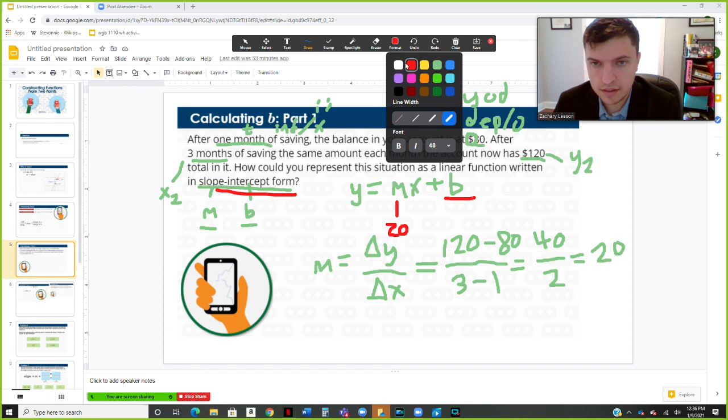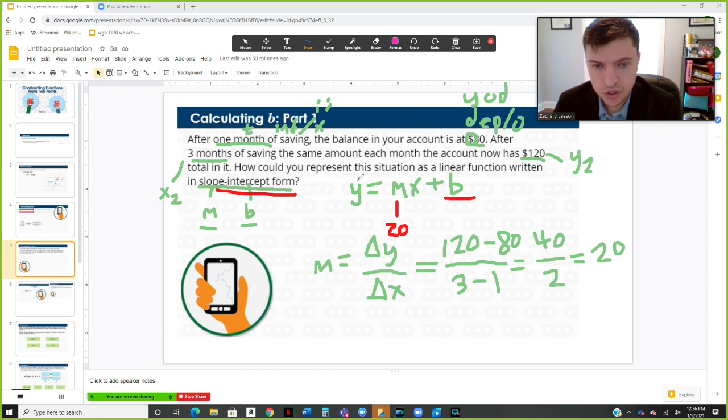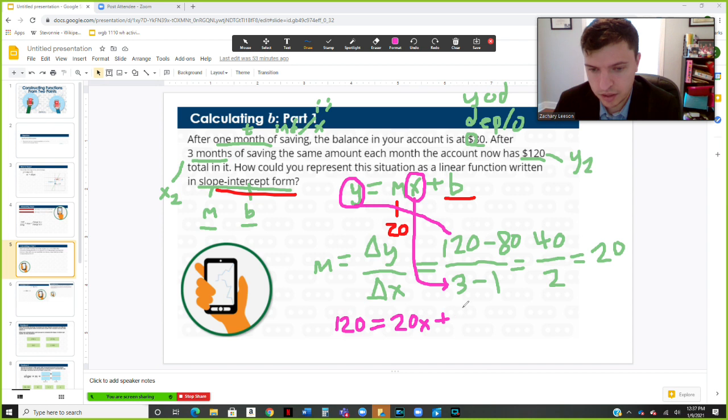So handy dandy thing here, I just use the information that I have. I have some x and y values that I can substitute in to make this work, right? So I have a 120 over here, and that goes along with this 3 over here. So if I can plug that in, substituting those numbers in for the y and the x, I can solve for b after I isolate that variable, right? Oh, I forgot to substitute. So we're going to substitute.